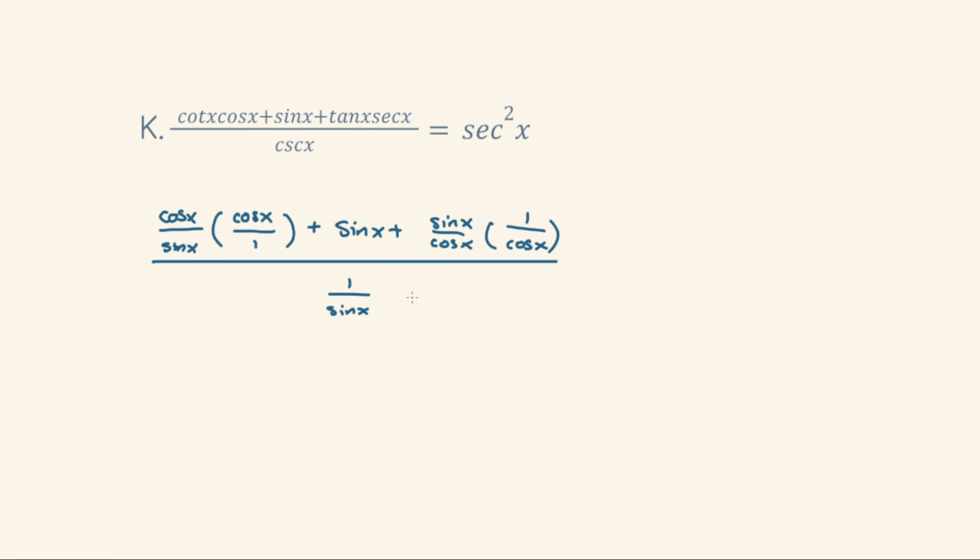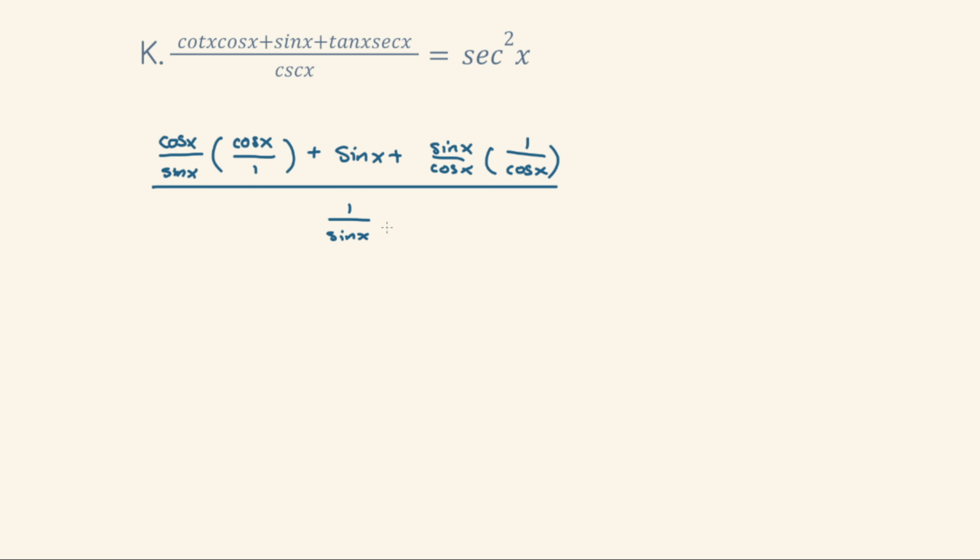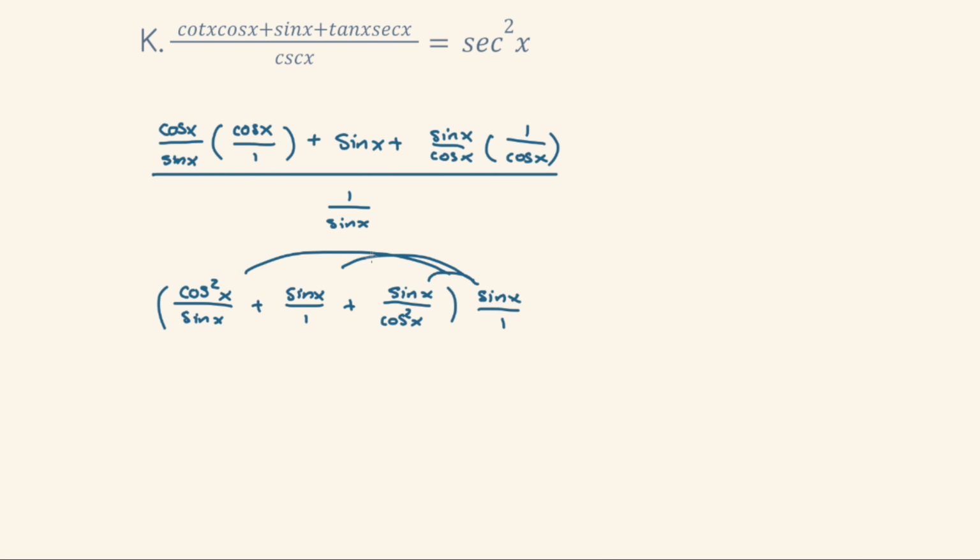Okay, so in my numerator then, I'm going to be left with cos squared x over sine x plus, I'll write this as sine x over 1. You'll see why in a second. Plus, and then sine x times 1 is sine x divided by cos squared x. And instead of dividing by 1 over sine x, I'll multiply this by sine x over 1. Okay? And now we have to use the rainbow method, okay? So this is going to get multiplied out here.